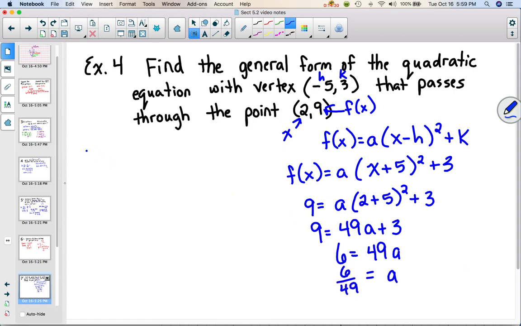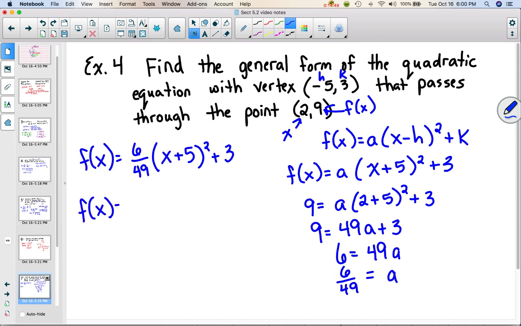So now my equation for f of x is 6/49 times x plus 5 quantity squared plus 3, which if that's all I needed would be great, but they asked me for general form. So I'm going to have to multiply this out. This is going to be x squared plus 10x, because you multiply and double, plus 25.